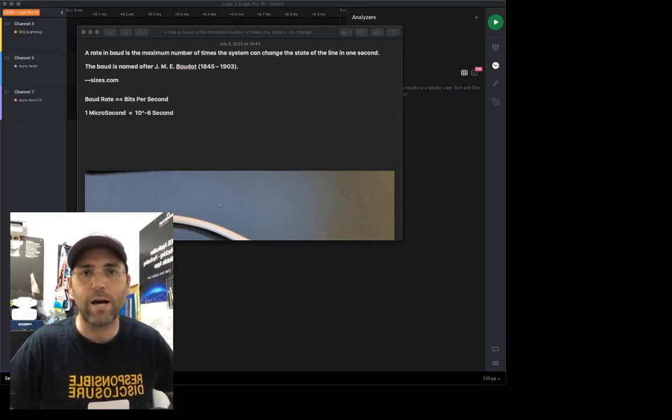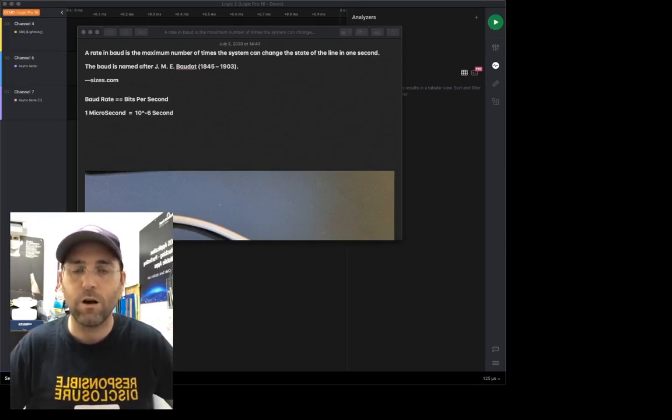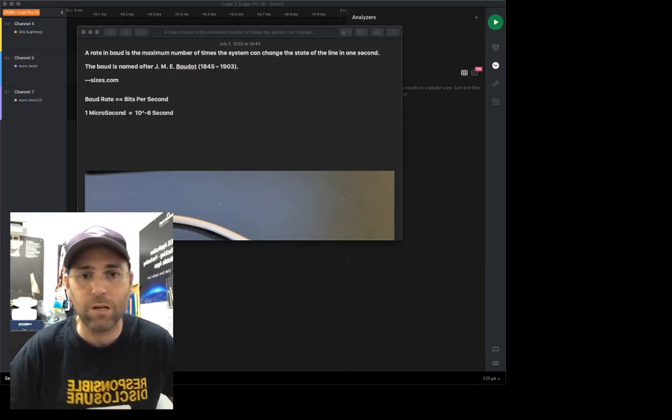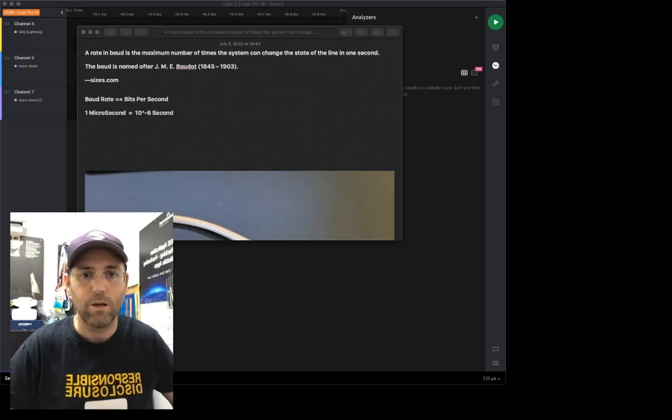That means we need to calculate how many times the protocol changes its state from 1 to 0 on a time scale of 1 second. Normal signaling on the iDevices is calculated with a time scale of microseconds. So we'll have to divide all of our calculations by 1 million, because we have 1 million microseconds in 1 second.